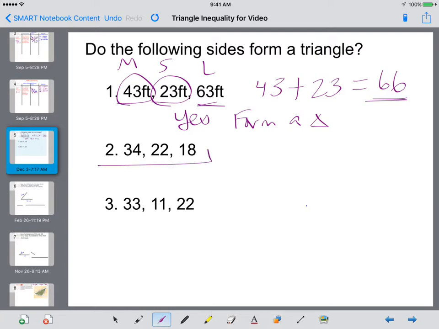I'm going to skip 2. I'm going to let you do 2 on your own. If you have questions, you can ask Mr. Ryan. Let's do example 3.